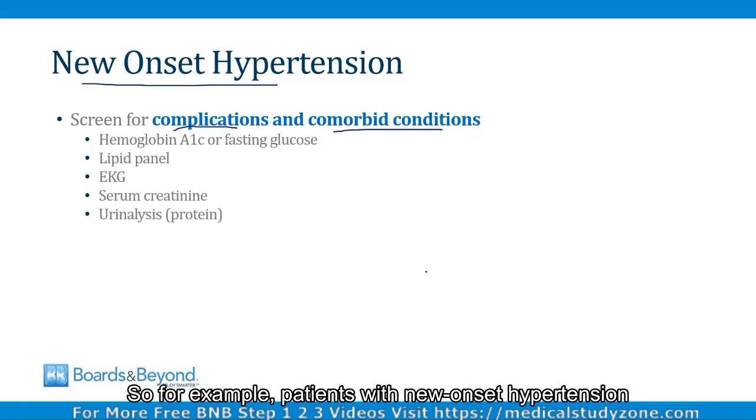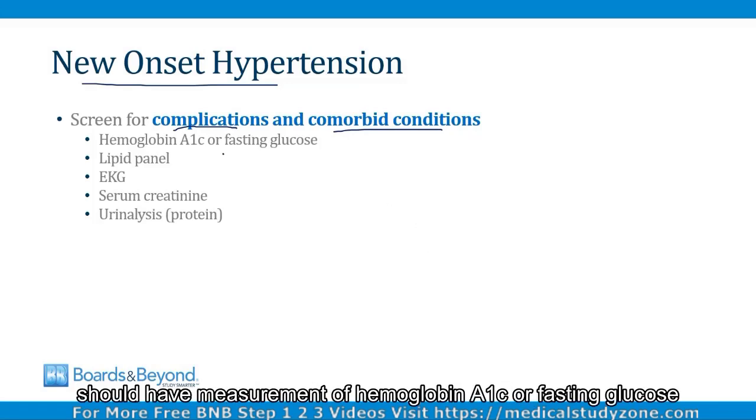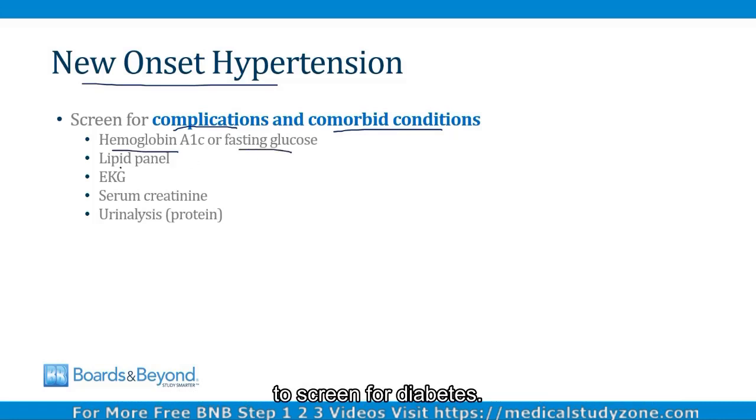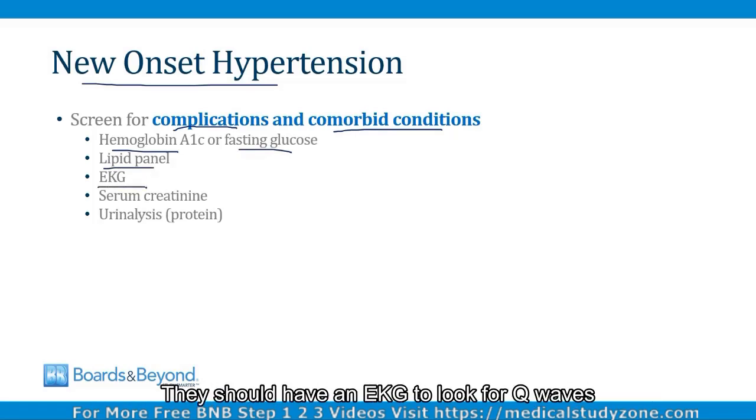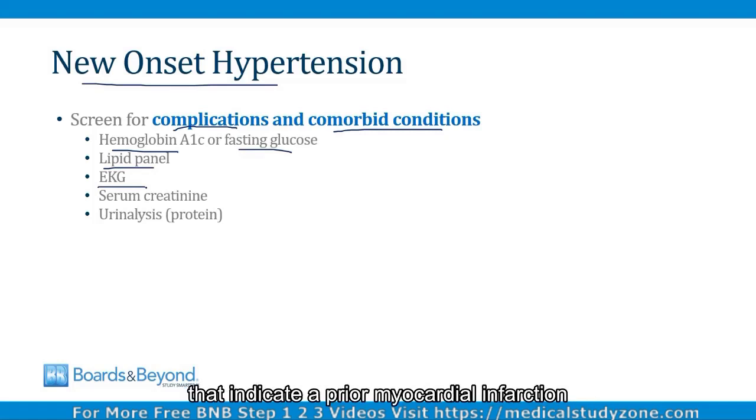So for example, patients with new onset hypertension should have measurement of a hemoglobin A1C or fasting glucose to screen for diabetes. They should have a lipid panel to screen for hyperlipidemia. They should have an ECG to look for Q waves that indicate a prior myocardial infarction or left ventricular hypertrophy.